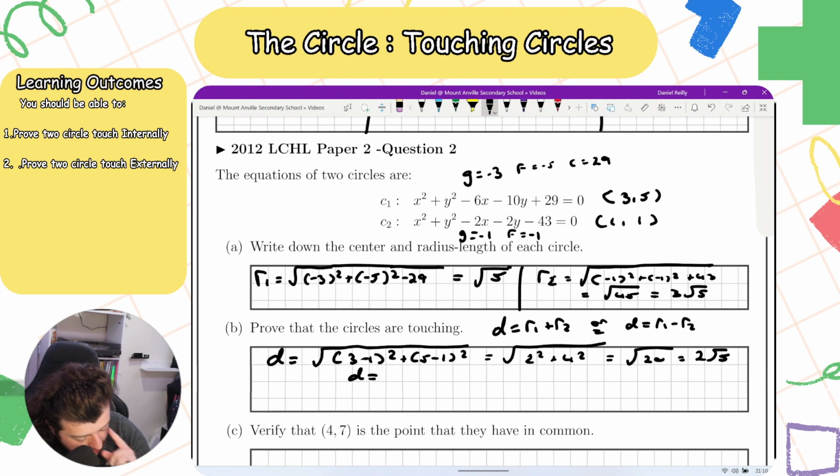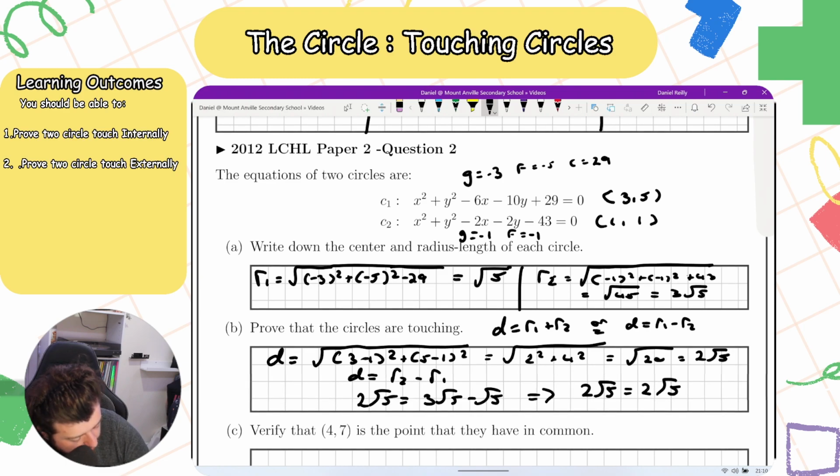And d is equal to, if you look at it here, r2 minus r1. So 2 root 5 is equal to 3 root 5 minus root 5. 2 root 5 is equal to 2 root 5. So they are touching internally. They are touching internally.